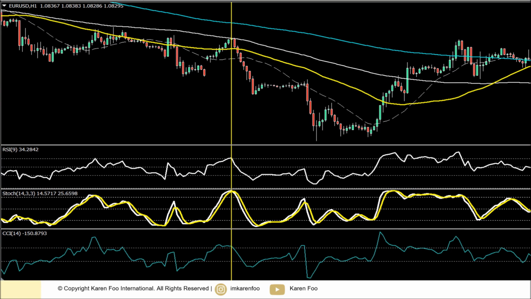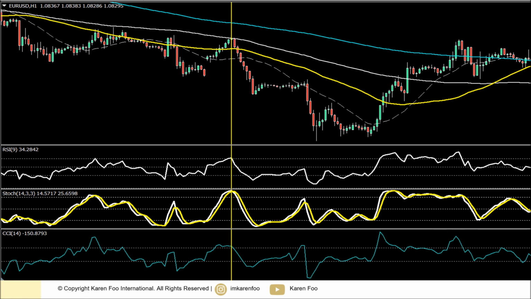Again, another example. This time RSI, stochastics and CCI all gave you an entry signal, all overbought at the same time, okay? And here's where the price tested the 100 SMA and gave you a bearish signal, and this is a good entry point, okay?